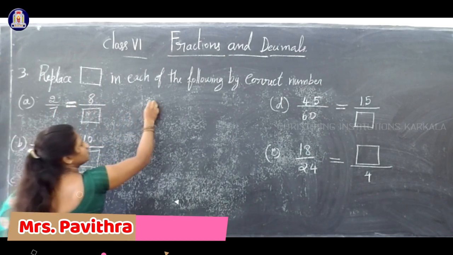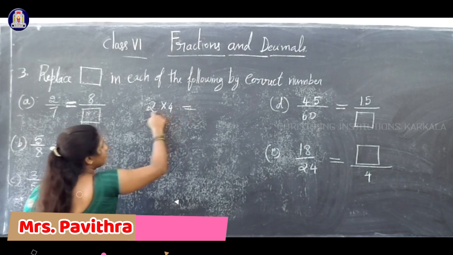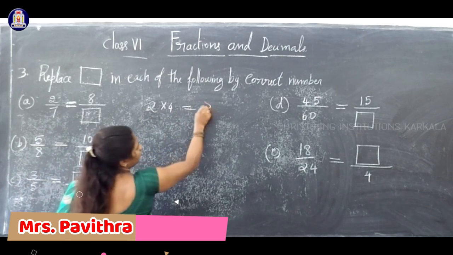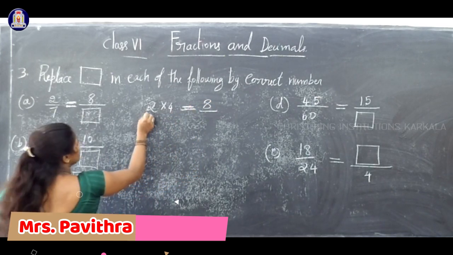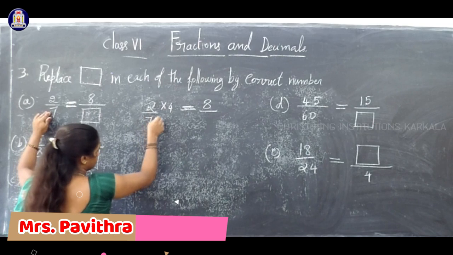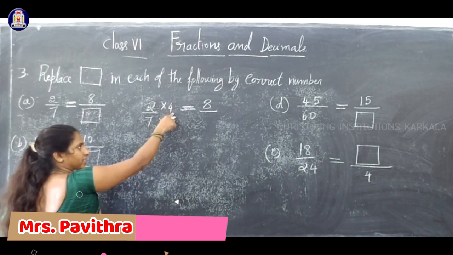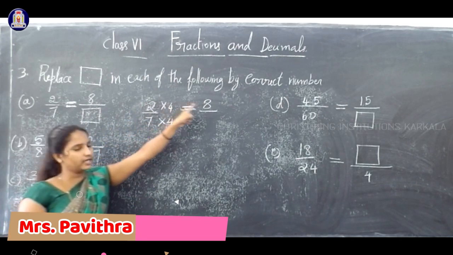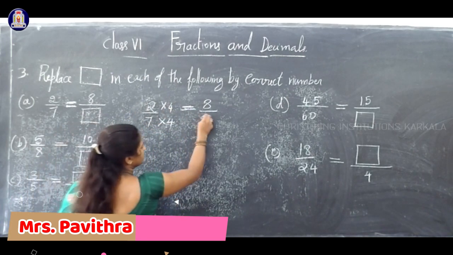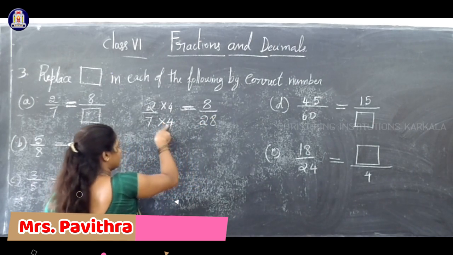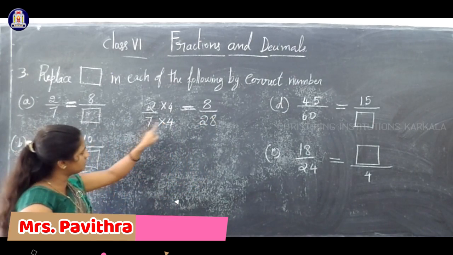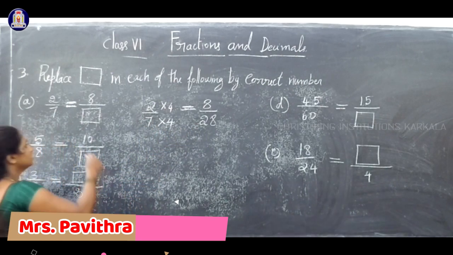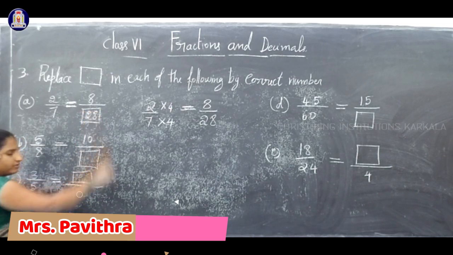You know that 2 into 4. If you multiply 4 to 2, you will get 8, isn't it? So 2 4s are 8. What is there in the denominator? The denominator number is 7. If you multiply 4 to the numerator, the same number we should multiply to the denominator, right? So 2 4s are 8 and 7 4s are 28. So what is the answer here? The answer is 28. Very simple.